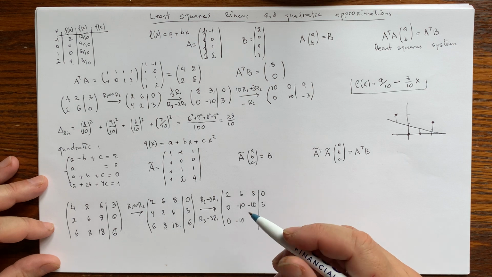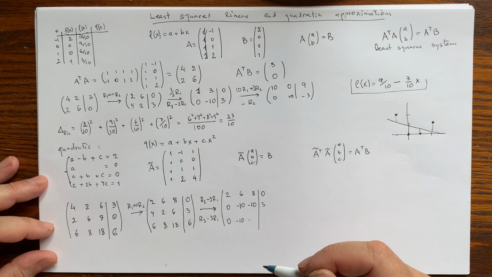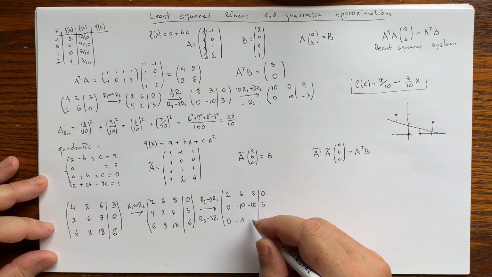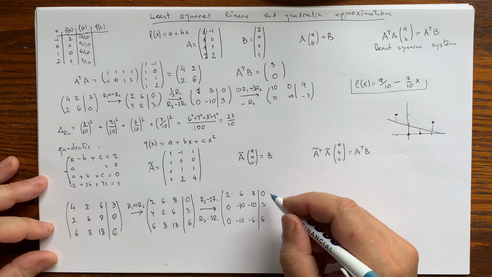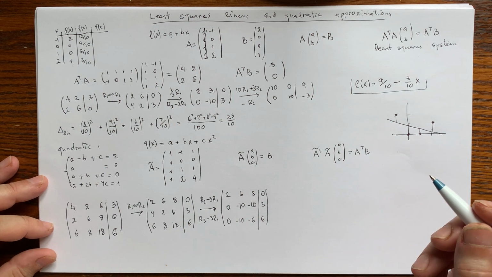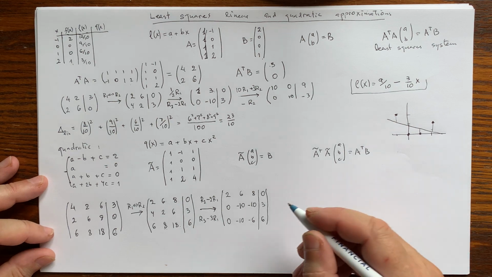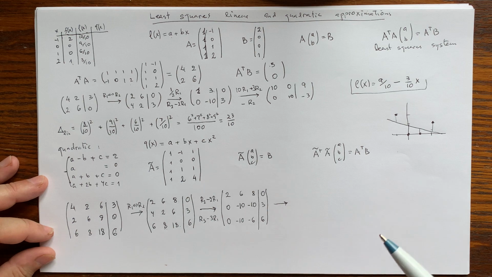So negative, it's as if I'm subtracting 8 from 24, we have 6. And then 6 is not changing. And, well, it doesn't matter which row I use for my second pivot, so that is good enough.